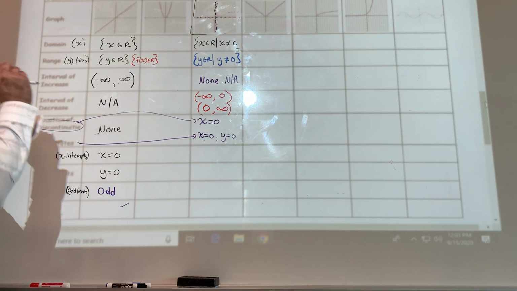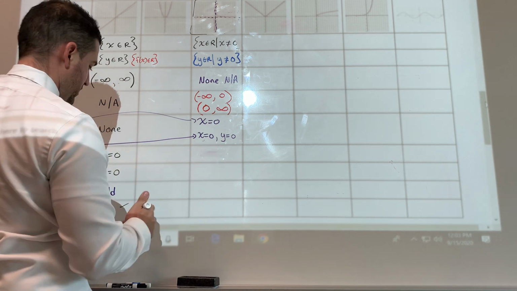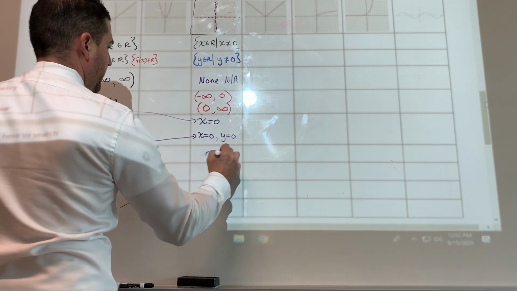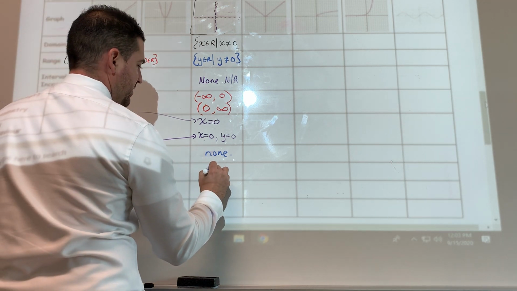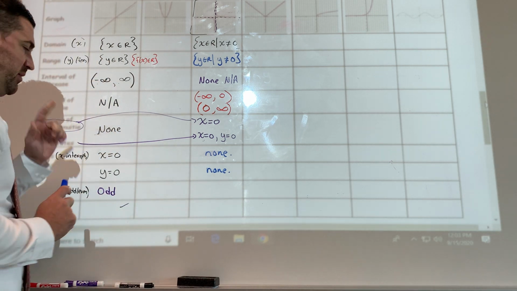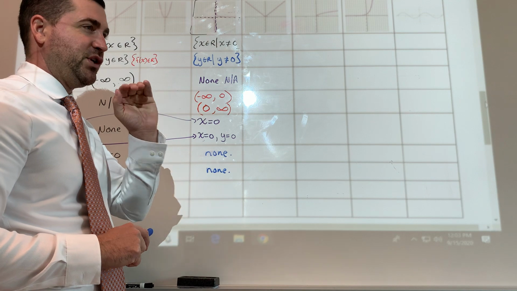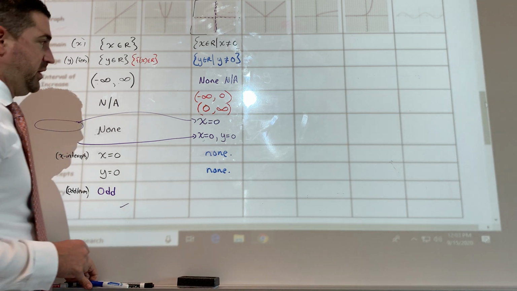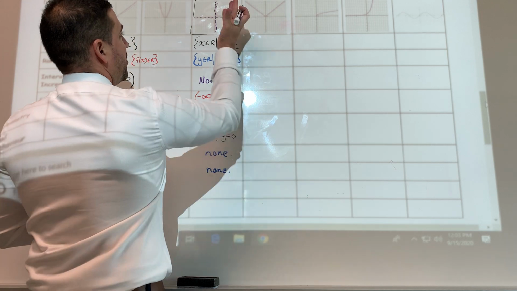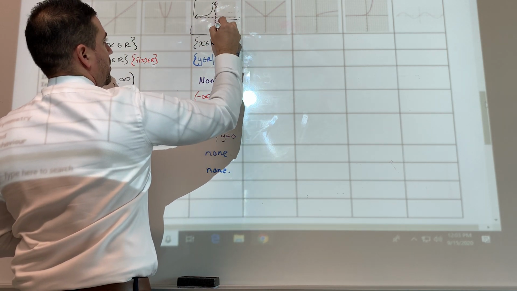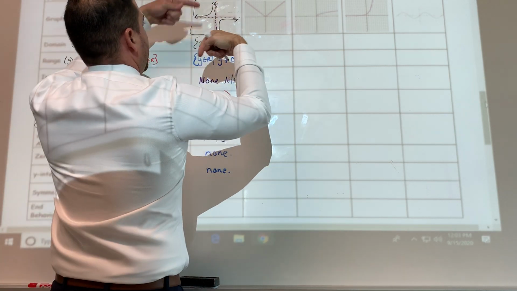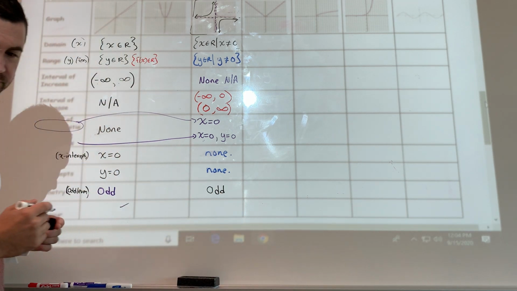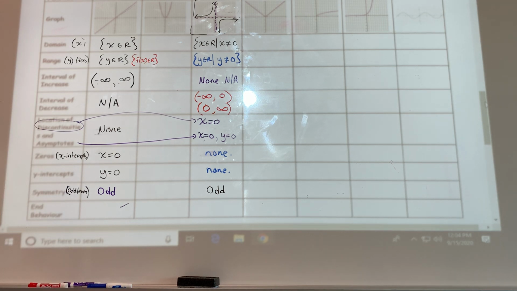Okay, are there any x-intercepts? None. There aren't any x-intercepts because it never crosses the x-axis, so none. Any y-intercepts? No, it doesn't cross the y-axis at all, so none. Don't put NA, put none. Don't put 0, because 0 means it actually crosses at the origin, so don't put 0, it's none. Okay? Symmetry, odd or even. Again, let's reflect it. If I reflect it over the y, it will look like this. If I reflect it over the x, it'd be the same. So then it would also be an odd function. Not an odd function, but an odd symmetry.